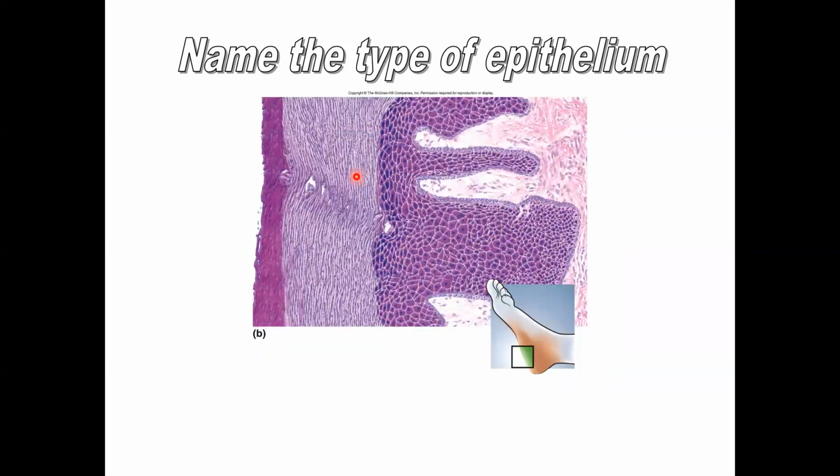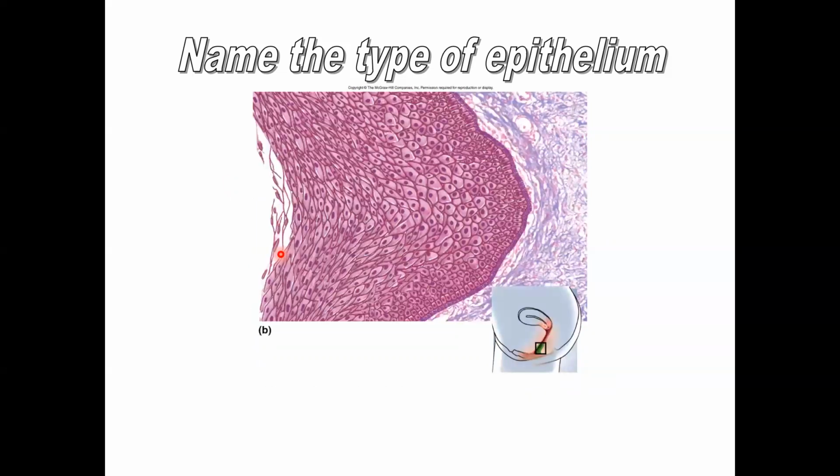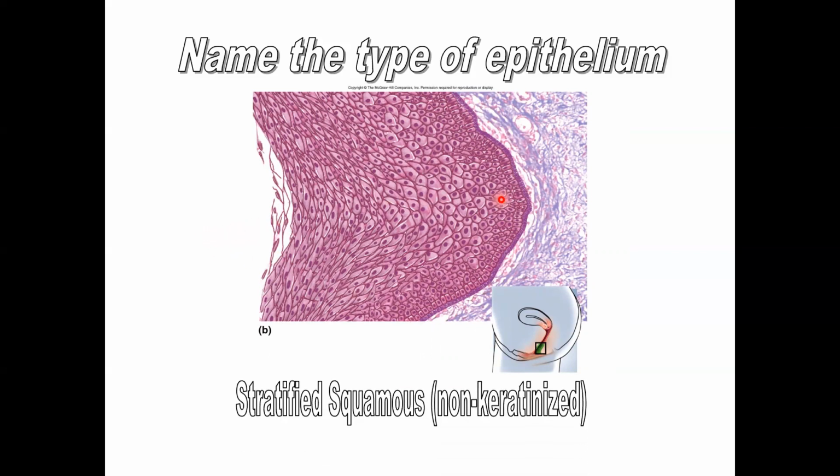This one, if you can see the little inset down here, it comes from your foot. So this is stratified squamous epithelium. We see all those layers of cells, and all these cells out here are dead. So that's keratinized. This one. Again, if you see the inset down here, this is from the lining of the female reproductive tract, and you see all these layers of cells, which makes that stratified squamous non-keratinized.